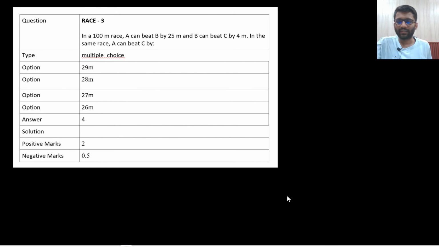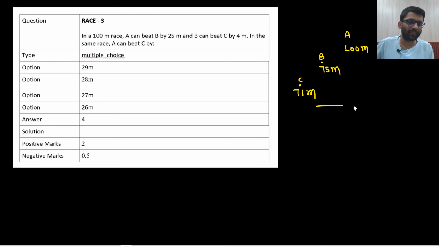In a race, there is a 100-meter race. A can beat B by 25 meters. So if A is at 100 meters, then B will be at 75 meters, and B can beat C by 4 meters. That means C will be at 71 meters. So in the same race, A will beat C by 29 meters. Is that the answer? If B is at 75, C will be at 71, so A will beat C by 29 meters. This is the answer. Wrong.